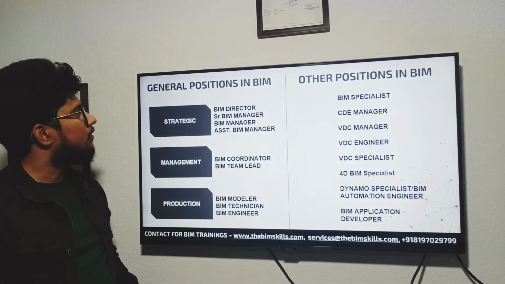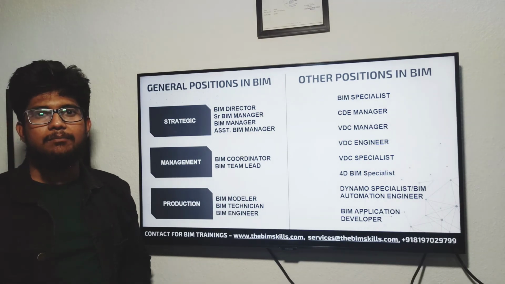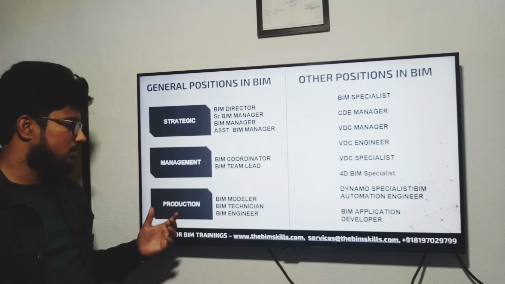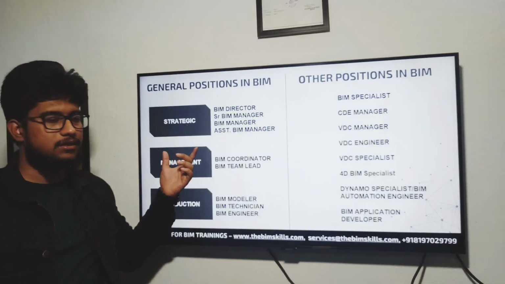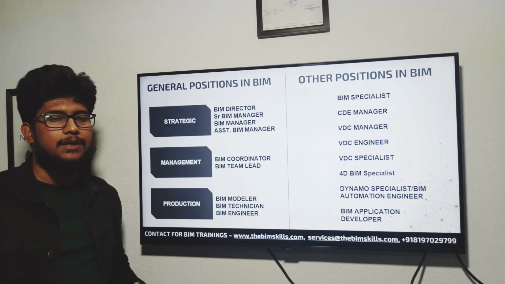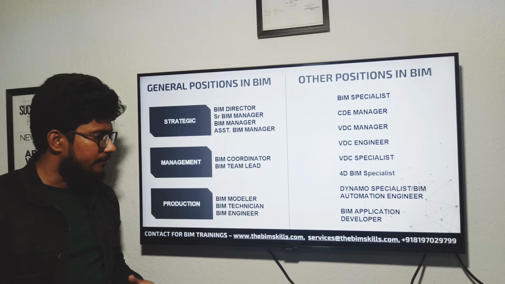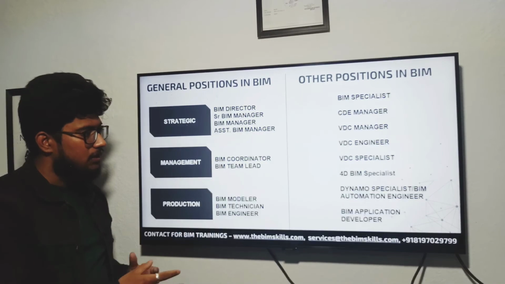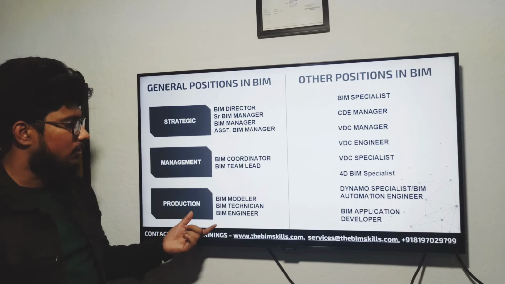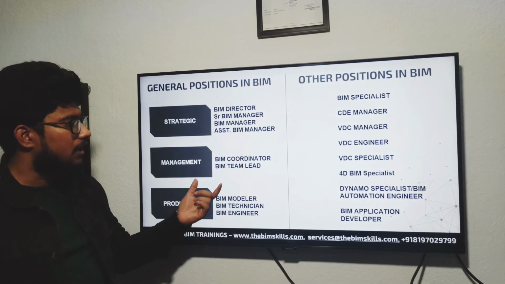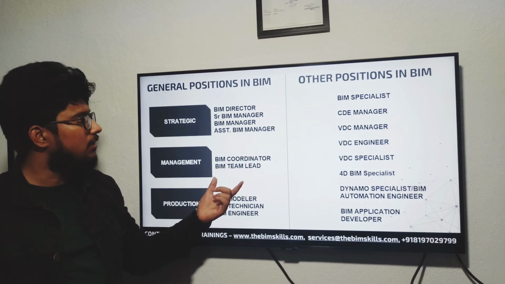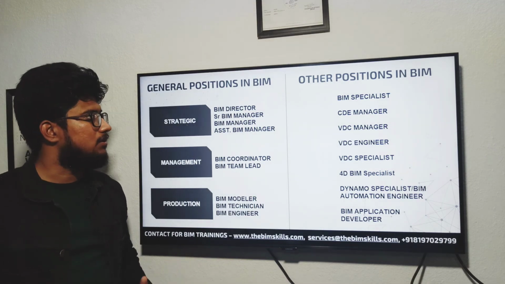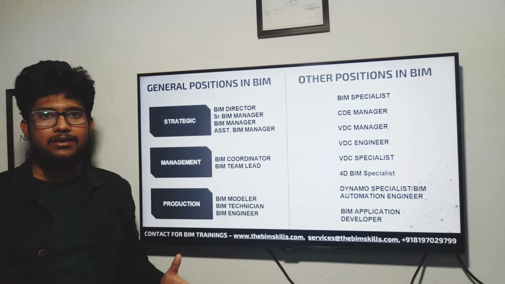Now let's see what positions are available in BIM. Positions in BIM generally are divided into three categories: production, management, and strategic. In production, there are different synonyms like BIM modeler, BIM technician, BIM engineer, BIM architect. These positions fall under the production role. In management we have BIM coordinator and BIM team lead, and in strategic we have assistant BIM manager, senior BIM manager, BIM director, head of BIM, like that.